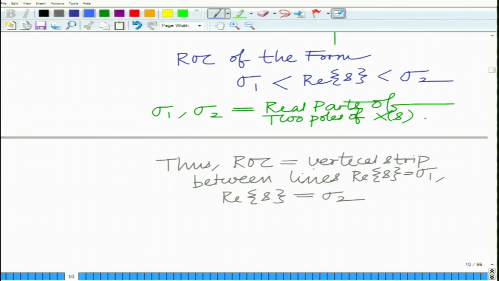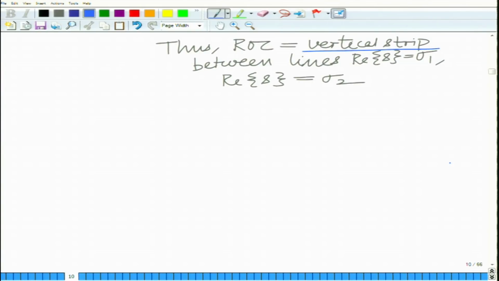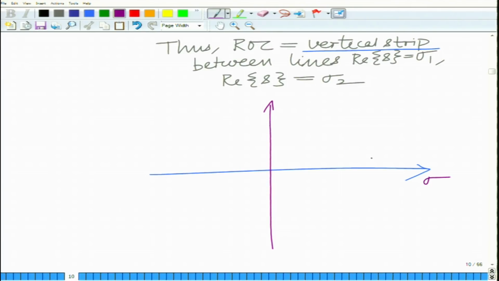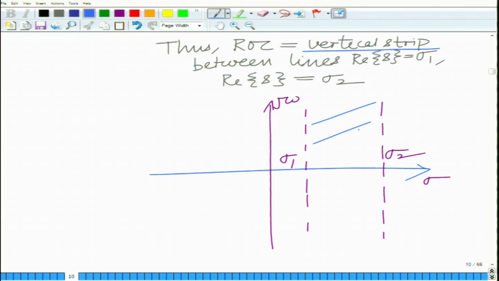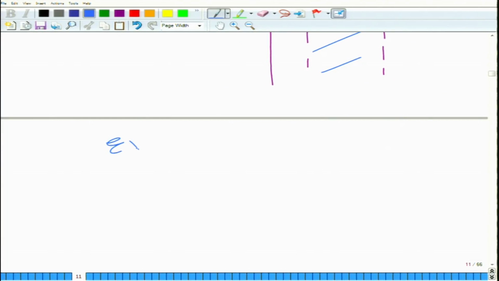So, the ROC is basically a vertical strip, and you can check this as follows. Let me just draw this. You have sigma, you have j omega, you have your sigma 1, you have your sigma 2, the real parts of these two poles, and therefore, the ROC will be this vertical strip. This is your ROC. This I think is best illustrated using an example.